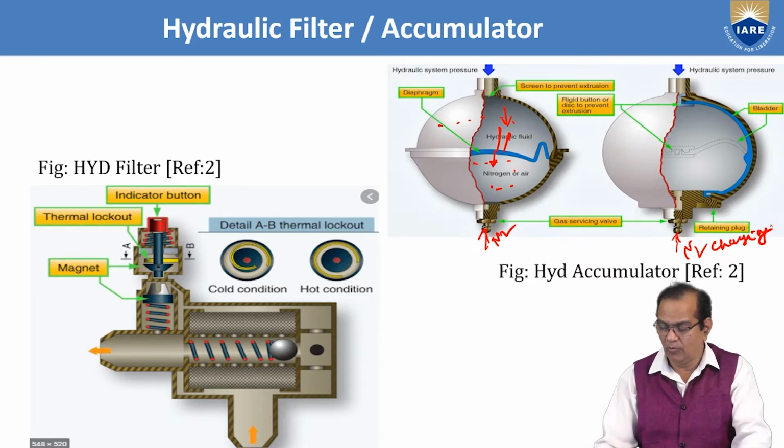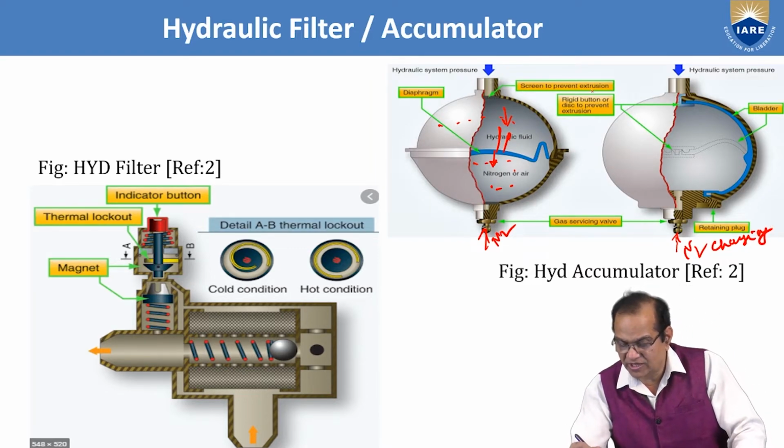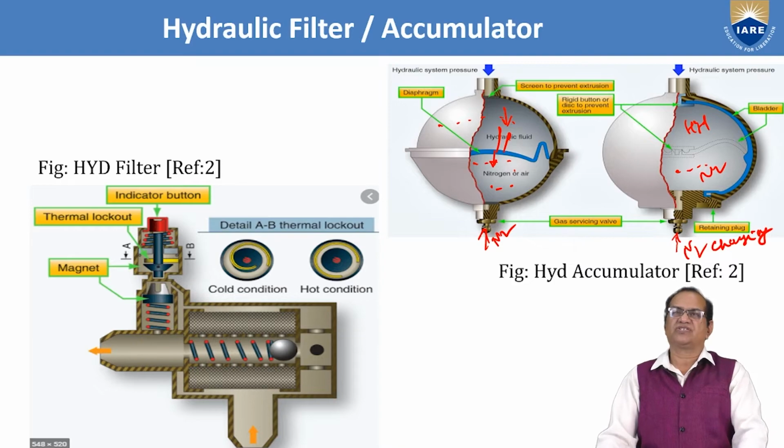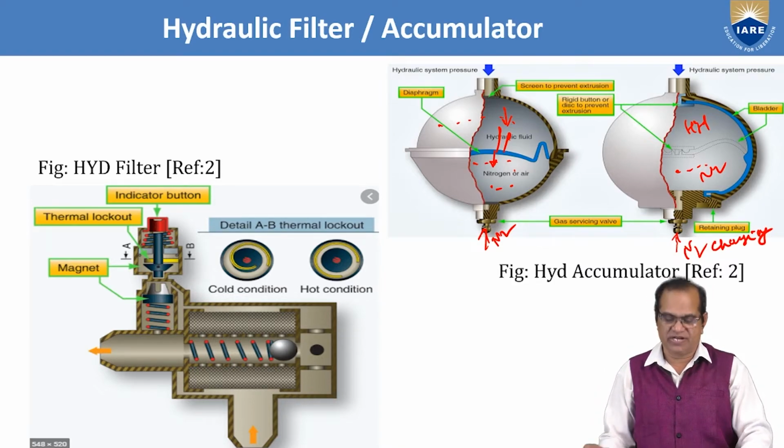N2 charging point is there. Here we have the rigid button or the disc to prevent extrusion. So here we have a disc. Here is the N2 and here is the hydraulic fluid. So like this, the construction of a hydraulic accumulator is made.